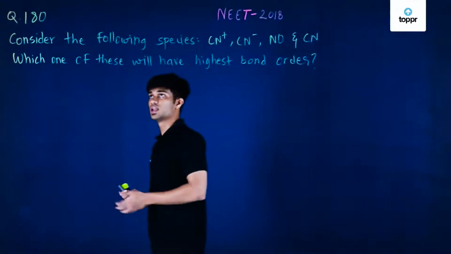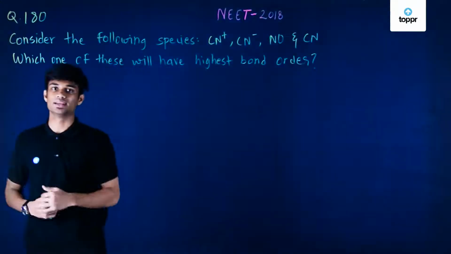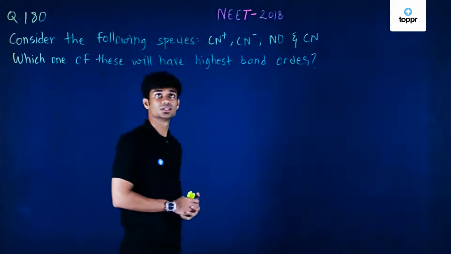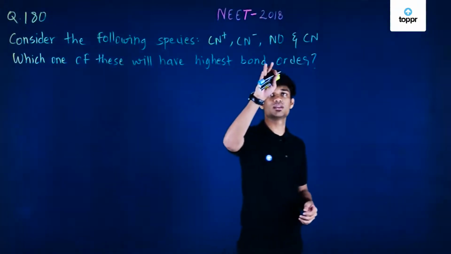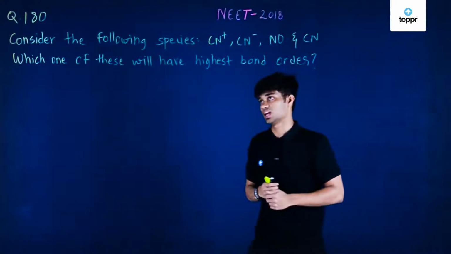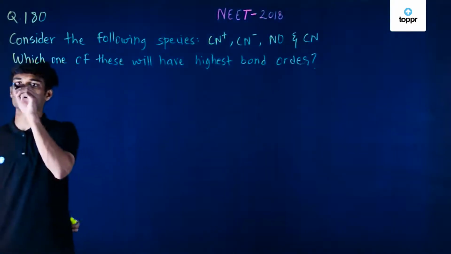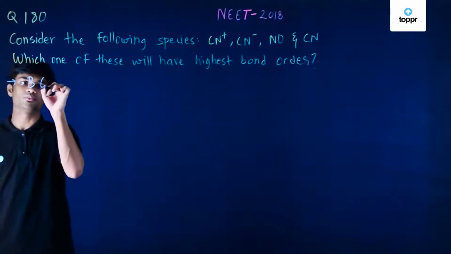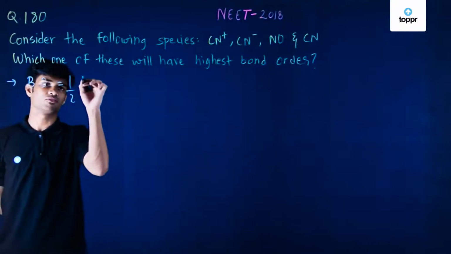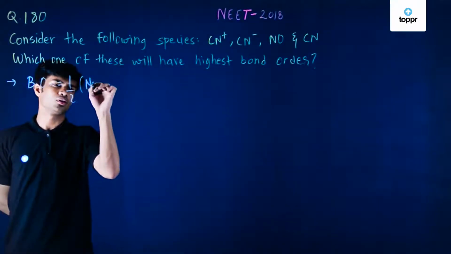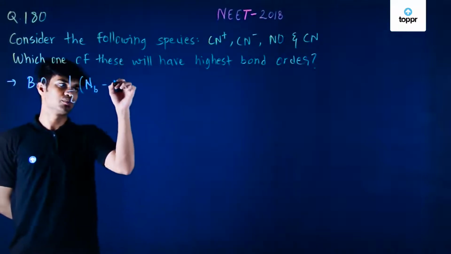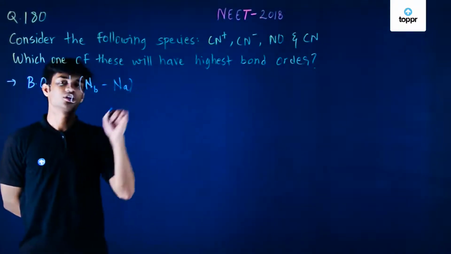So let's move on to the last question of set HH, question number 180, that says: consider the following species, CN+, CN−, NO and CN, which one of these will have the highest bond order. The question is pretty straightforward once again. First of all, we need to write down the formula for bond order, which is half of number of electrons in bonding orbitals minus number of electrons in antibonding orbitals.